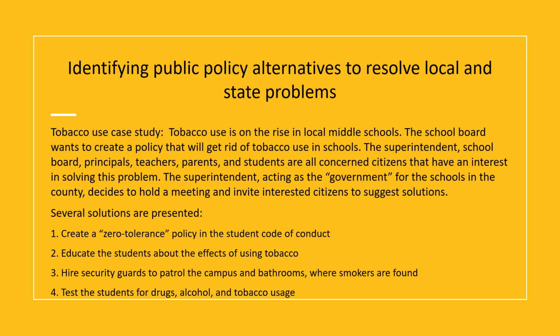Create a zero tolerance policy in the student code of conduct. This means that even if these students are not held accountable by law enforcement, they could be held accountable through the student code of conduct and thus be disciplined using school-based disciplinary procedures.